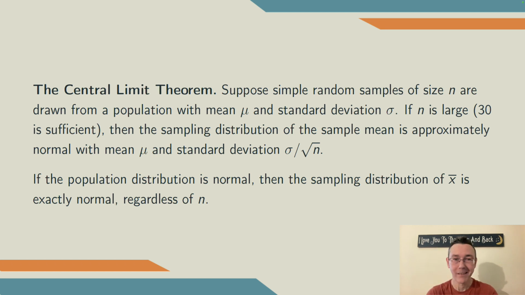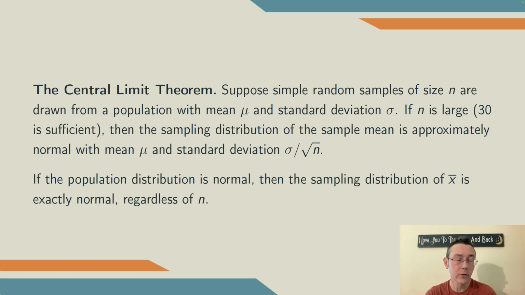If n is large, and 30 is pretty much always sufficient, then the sampling distribution of x bar is approximately normal with mean mu and standard deviation sigma divided by the square root of n. In other words, the sample mean x bar has the same expected value as an individual draw from that distribution, but less variability. An addendum to this: if the population distribution is exactly normal, then the sampling distribution of x bar is exactly normal, regardless of the sample size.